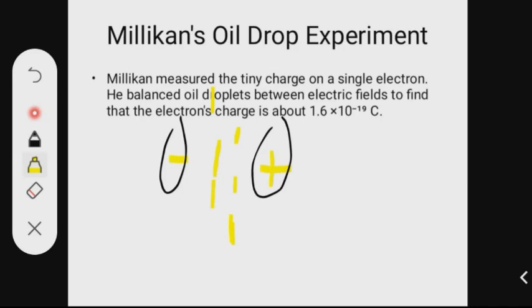So then as these droplets were passing in between, they were adjusting the electricity. Then it got to a point where, as they adjusted the electricity, these oil drops were no longer falling. They stayed in the air, in between these plates. They did not fall, they just stayed in the air.